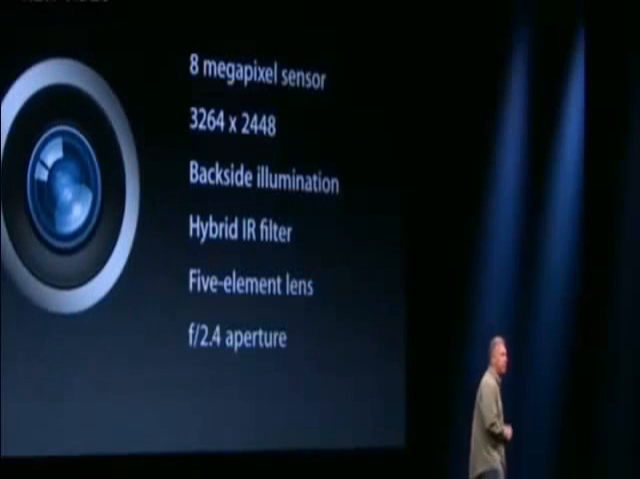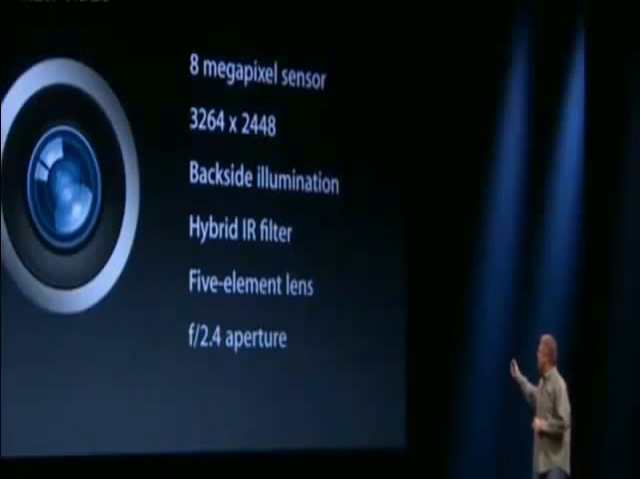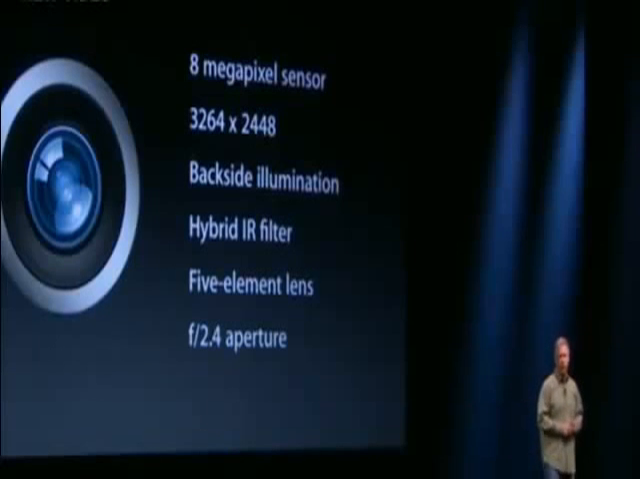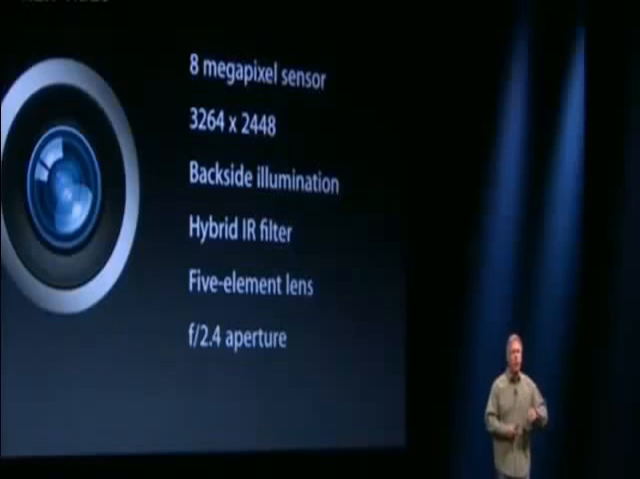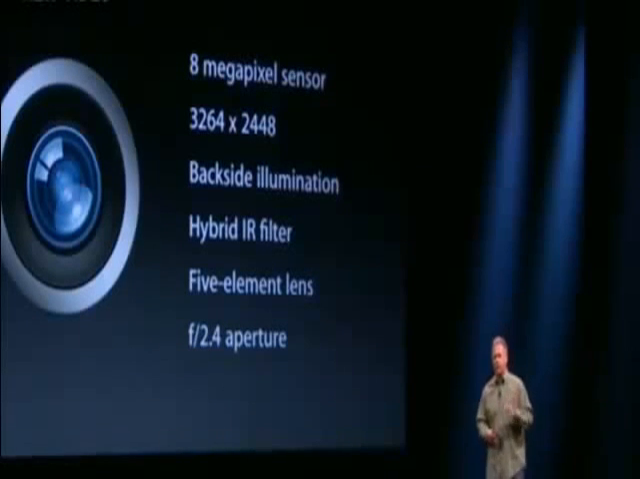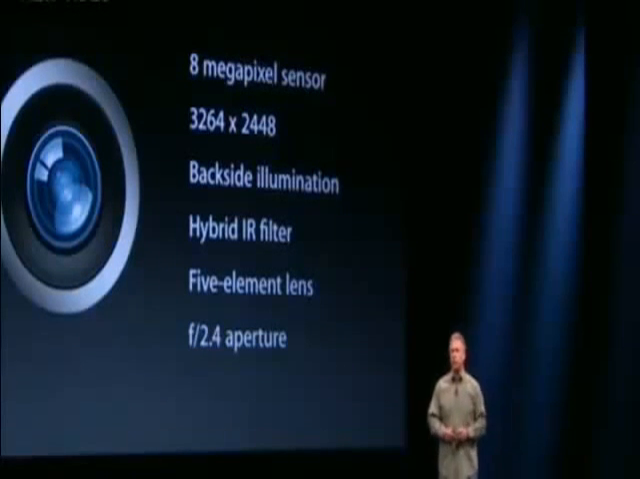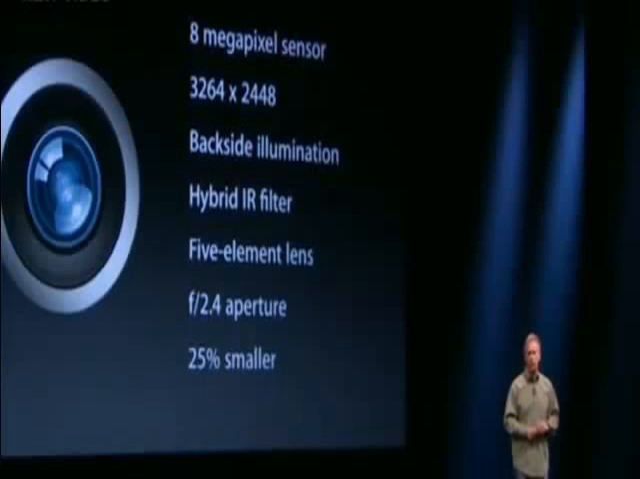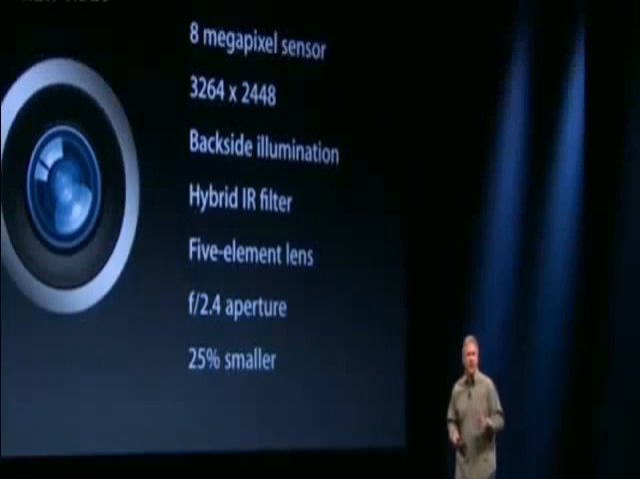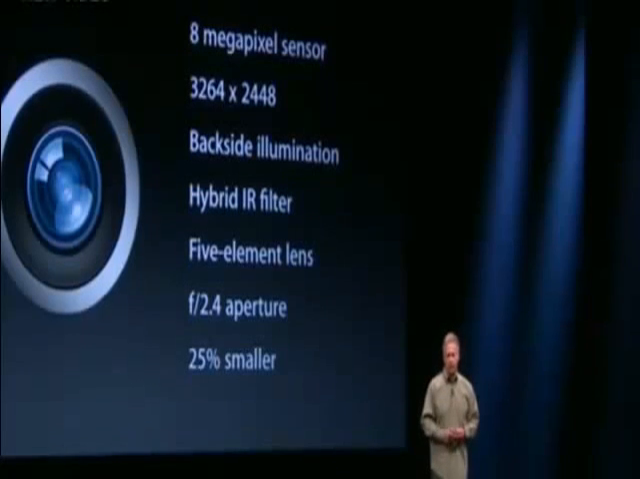And they've done that. They have built in an 8-megapixel sensor, 3264 by 2448, backside illuminated for great low light performance, hybrid IR filter, 5-element lens, and a fast f2.4 aperture. All the things you loved about the iPhone 4S, now in a camera design that's 25% smaller. That was a huge undertaking. But they didn't stop there. They've enhanced this camera even further.